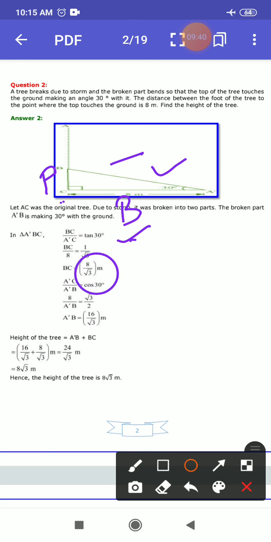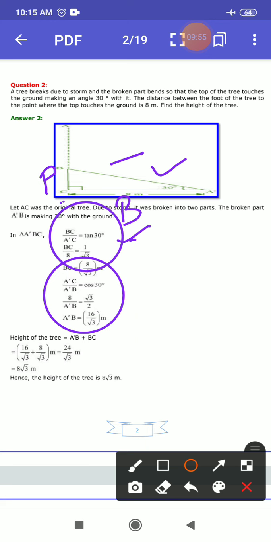See, this is the condition which I will explain here. We have to use cos theta for finding the hypotenuse, and if we have to find the perpendicular, then we have to use tan theta. If we have to find the perpendicular, then we use tan theta. If we have to find the hypotenuse, then we use cos theta.